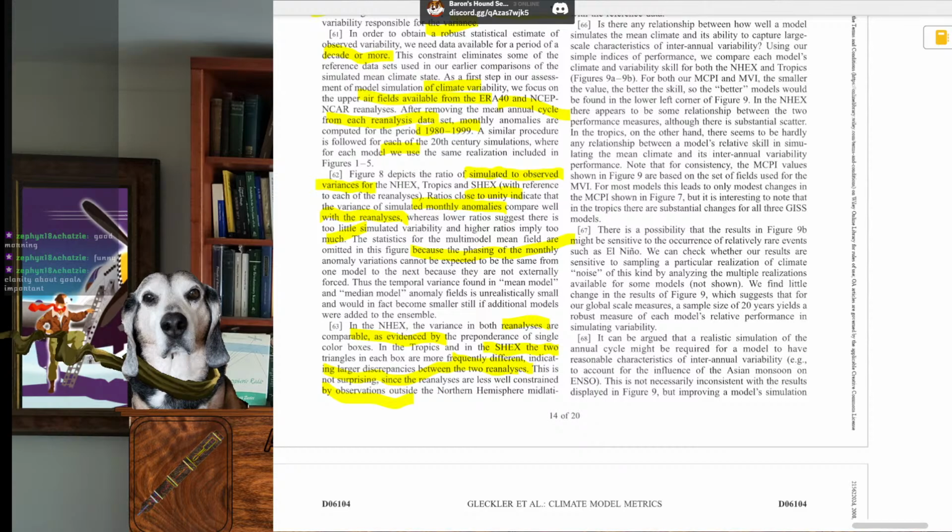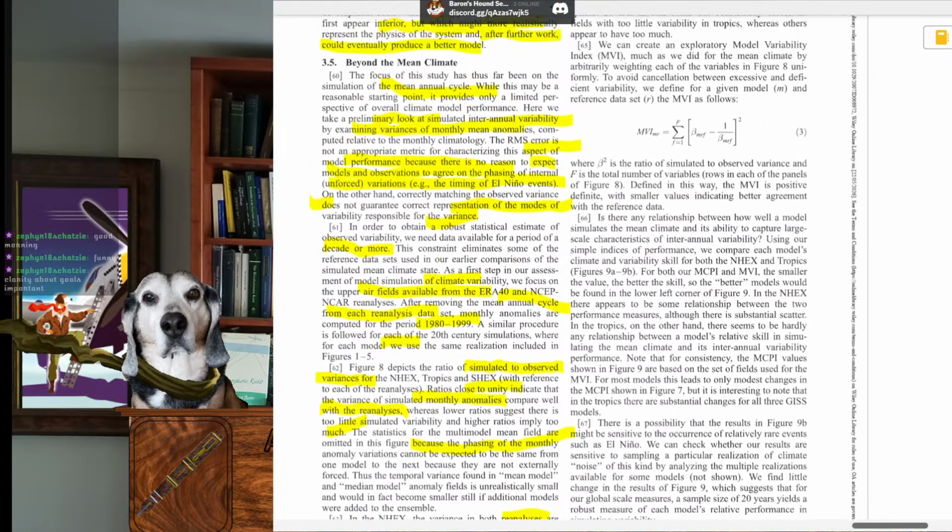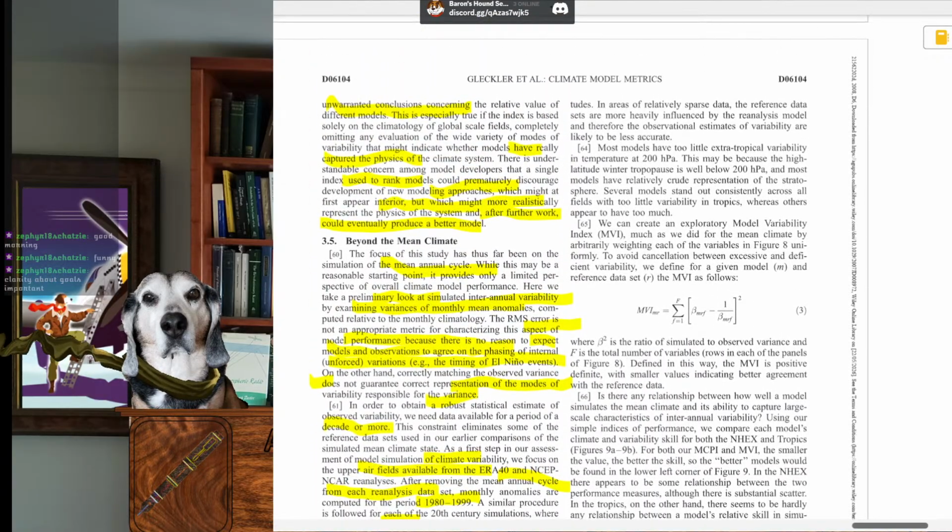In other words, there happens to be more and better data in the Northern Hemisphere than in the Southern Hemisphere, historically. So that means your predictions are going to be different, right? The effectiveness of your predictions are going to be different because your models were generated from more or less data, right? The more data you generate your model from, the more correct your model is probably going to be, right? The more accurate it's going to be. In areas of relatively sparse data, the reference data sets are more heavily influenced by the reanalysis model, and therefore the observational estimates of variability are likely to be less accurate.